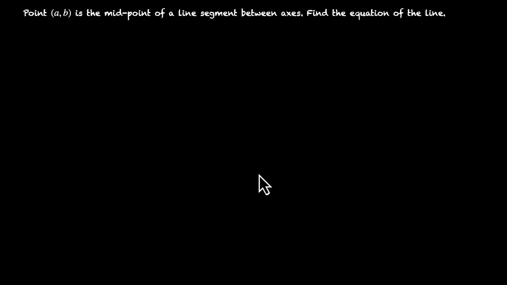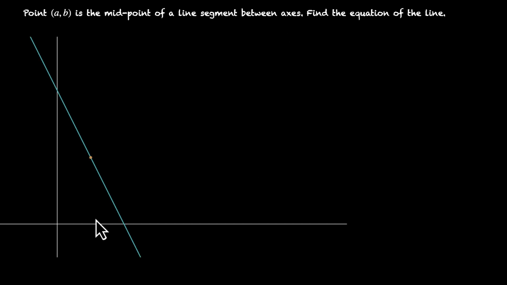So if we visualize this, this is what we have. We have this point A comma B right over here. This point is the midpoint of this line segment between these two axes, the x-axis and the y-axis. Now we need to find the equation of this line. So this equation is something that we have to figure out. Now pause the video, try solving this on your own.